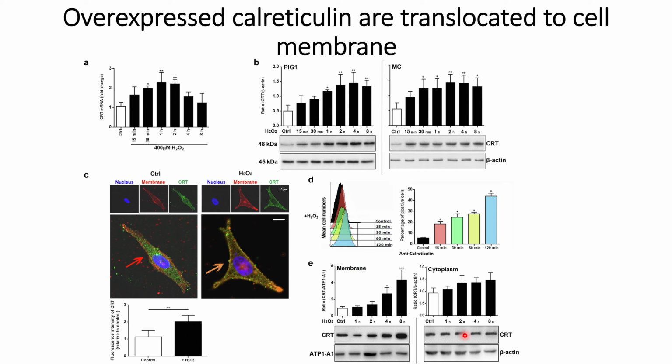However, for the cytoplasm, they do not see a significant increase, and the loading control, beta-actin, also does not significantly increase. So all of these results together make the point that overexpressed calreticulums are translocated to the cell membrane when the cells are under oxidative stress. So this is what this figure finally concludes.